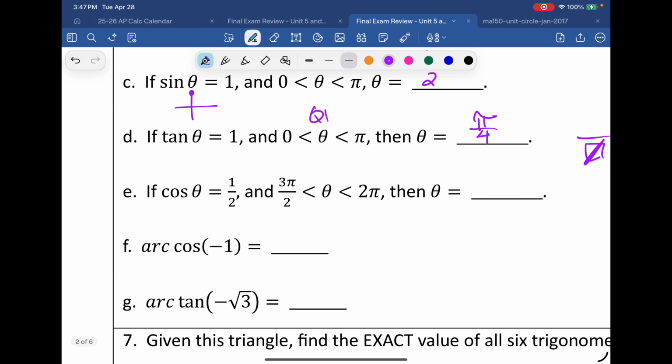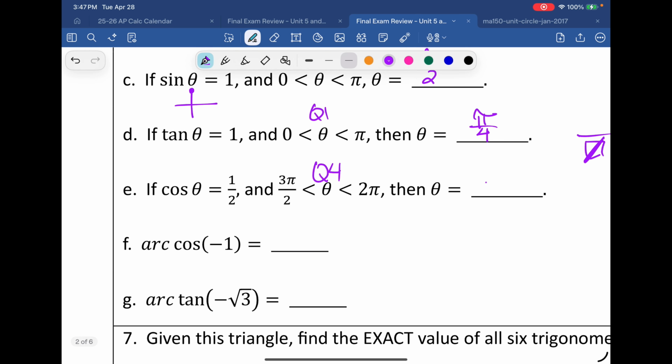All right, if cosine theta equals 1/2 and theta is between 3 pi over 2 and 2 pi, this is quadrant 4 automatically, then this is asking for the angle that produces the x-coordinate of 1/2. That is 5 pi over 3.